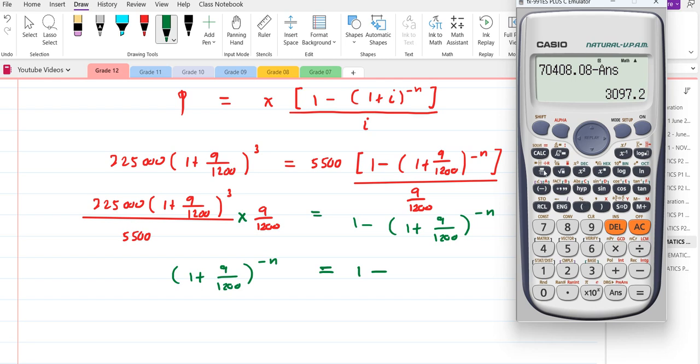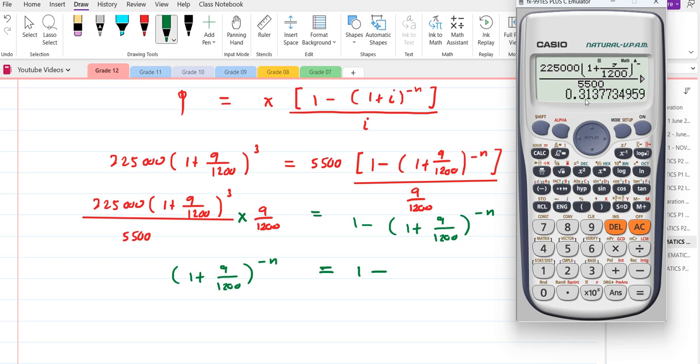So what we're doing here is fraction 225,000 into 1 plus 9 over 1200 to the power 3 divided by 9 over 1200, right, times 9 over 1200. So the answer I've got is 230,100.56. Why am I getting this answer? Oh, I made a mistake. I'm not supposed to be putting that, that's 5,500 in the denominator, yeah.